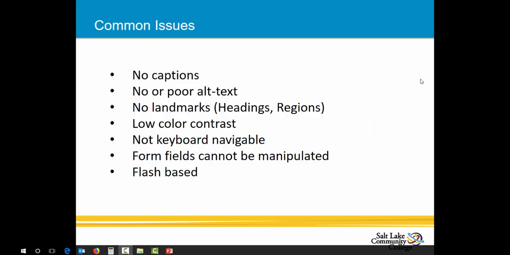So common issues that come up, and these depend on what kind of content you're looking at, but no captions can be an issue, especially for videos, obviously. No alt text or poor alt text can be an issue. No landmarks, so we're talking about headings and regions, and these are all tags. Low contrast in color, and that can be often overlooked, but it's an important thing to notice for accessibility.